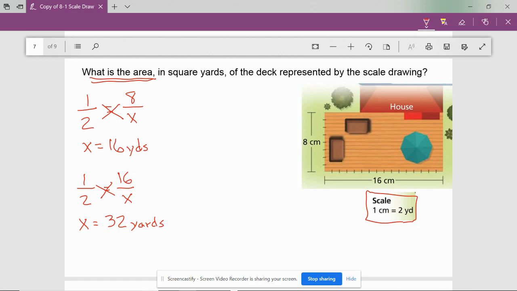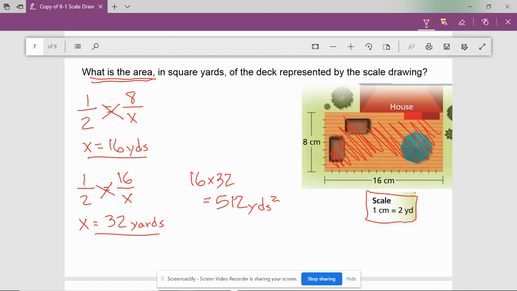And we find the area by height times width. So we're going to multiply our two numbers together. So we should get 16 times 32, which is going to be equal to 512 yards squared. This area is squared. So we're trying to figure out this whole area, what that measures to in square yards. So that's just basically figuring out the area of a rectangle.